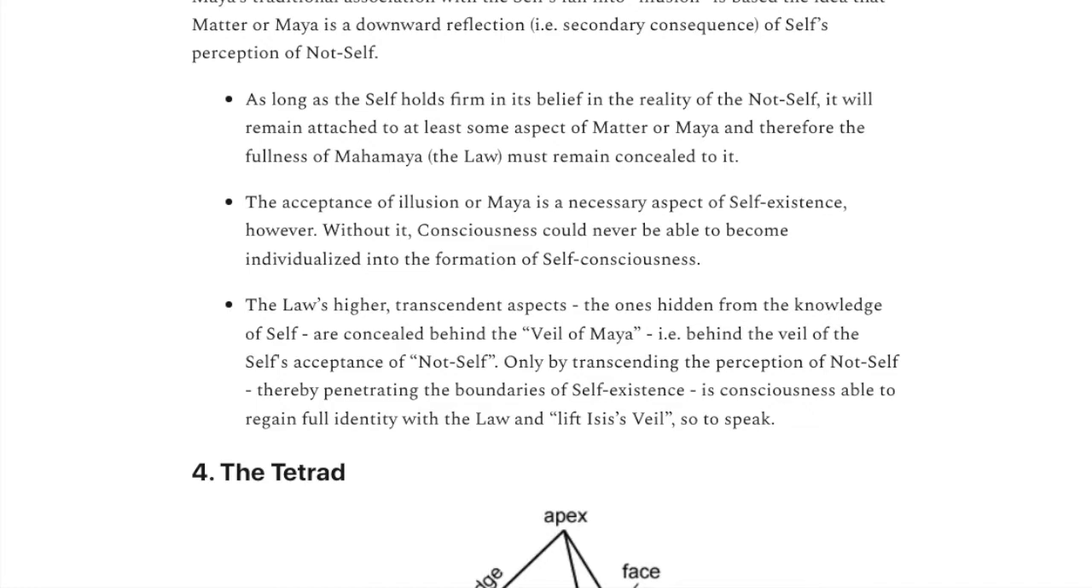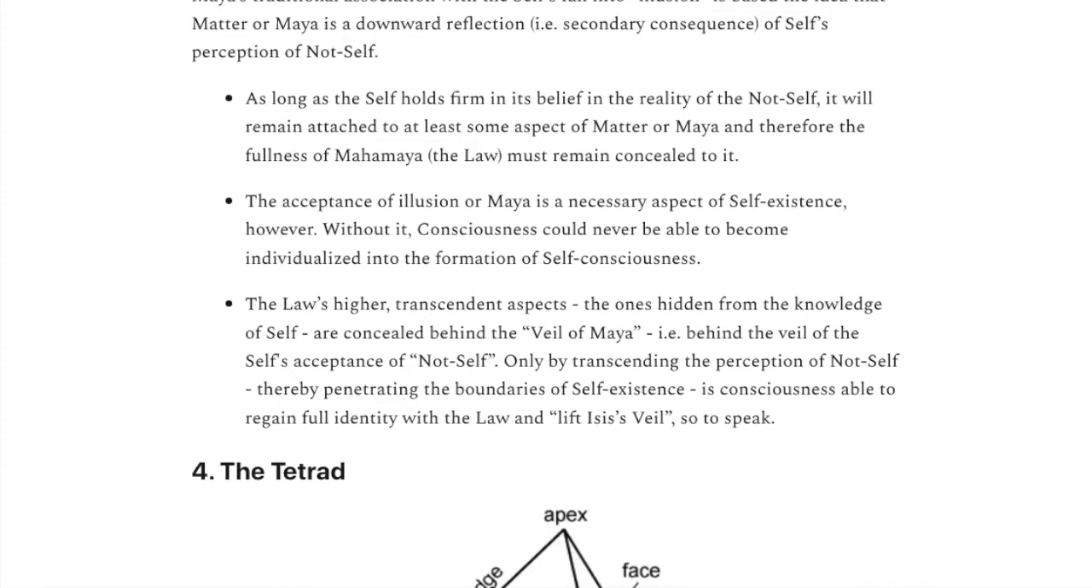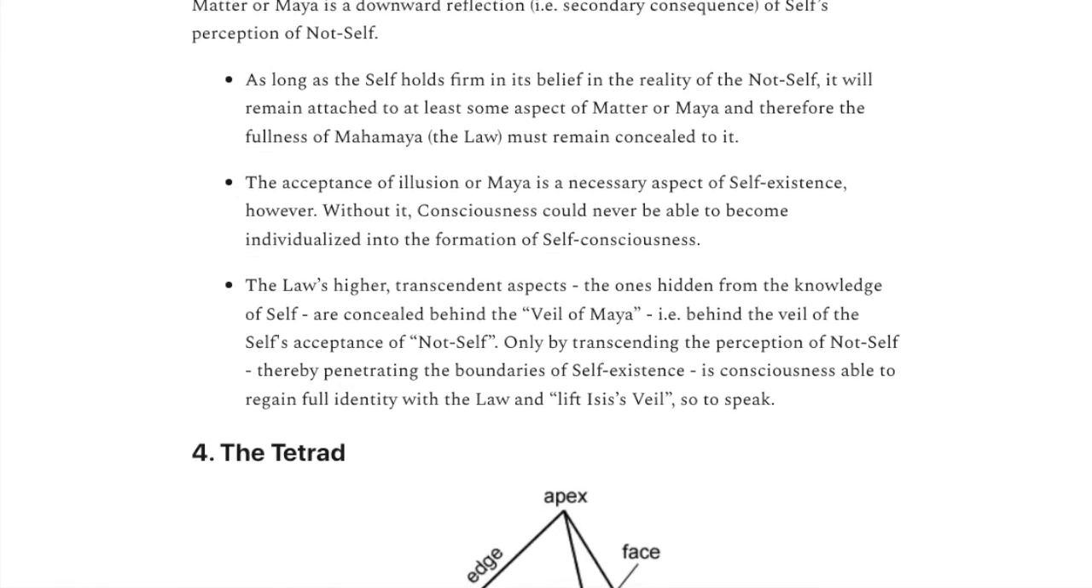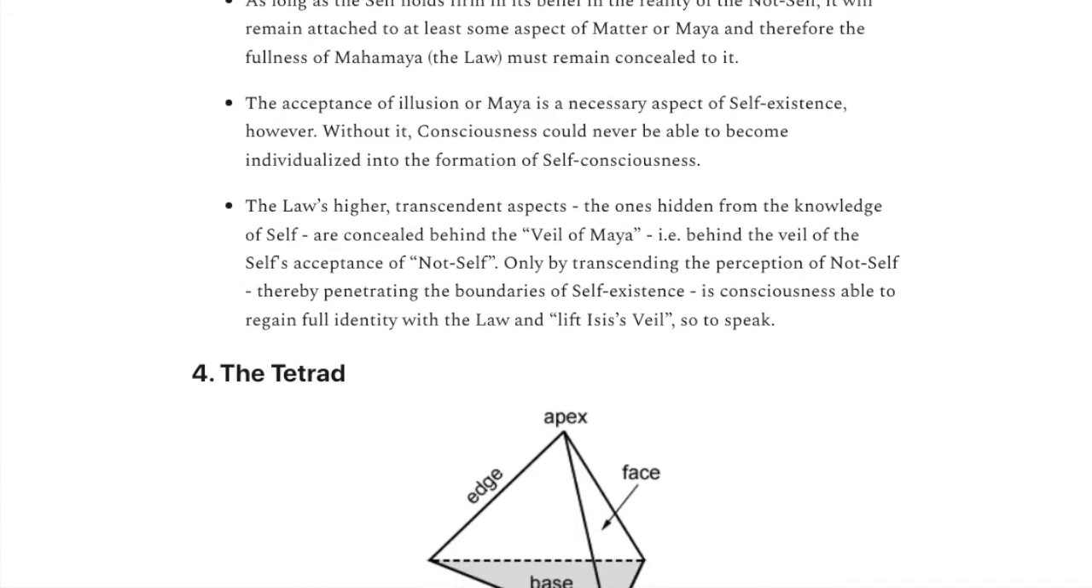The law's higher transcendent aspects, the ones hidden from the knowledge of self, remember, are concealed within the not self. So they're hidden from self. These higher aspects of the law are concealed behind, quote, the veil of Maya, which is the veil of the self's acceptance of not self. Only by transcending the perception of not self, thereby penetrating the boundaries of self-existence, is consciousness able to regain full identity with the law and lift Isis's veil, so to speak. So Isis's veil is this veil of the not self.